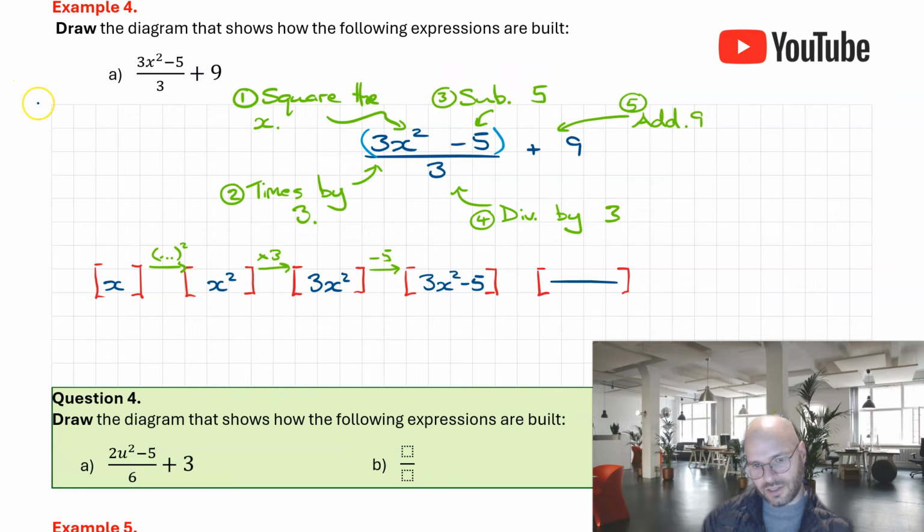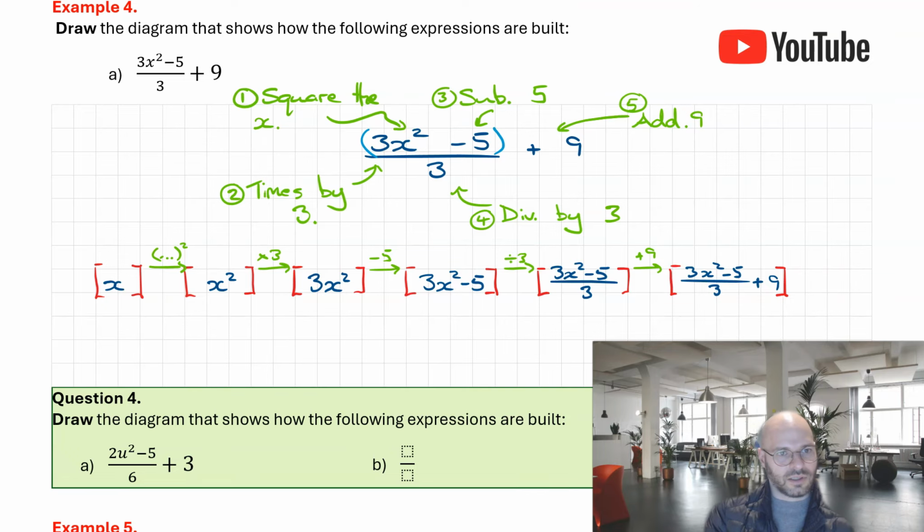Nearly there. We turn it into a fraction. 3x squared take 5 becomes 3x squared take 5 over 3. Why? Because we divide it by 3. And then bringing it home. 3x squared take 5 over 3 becomes 3x squared take 5 over 3 plus 9, because we're going to add 9. So there's our construction statement.